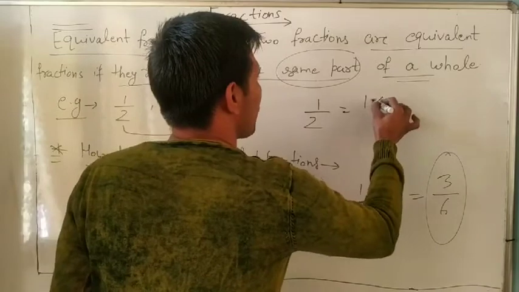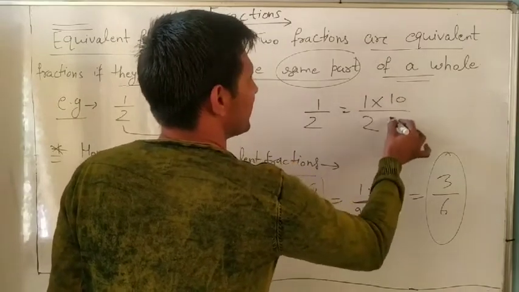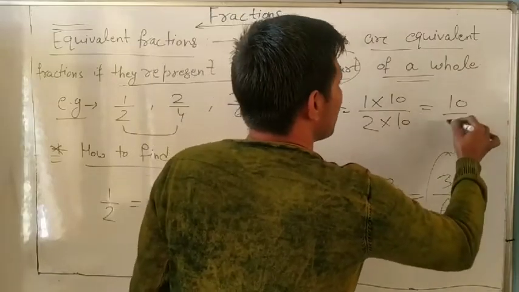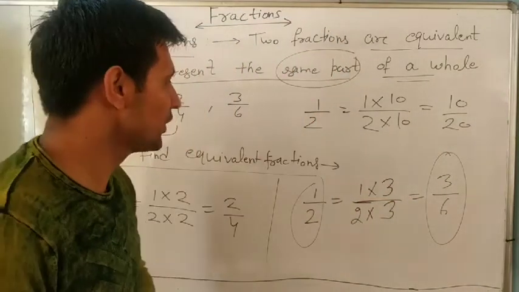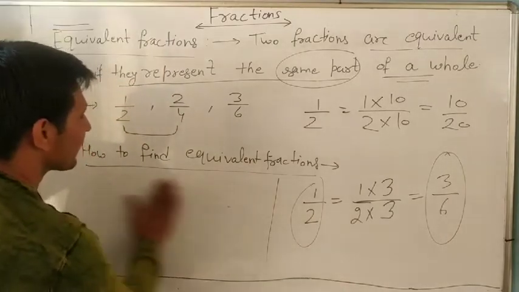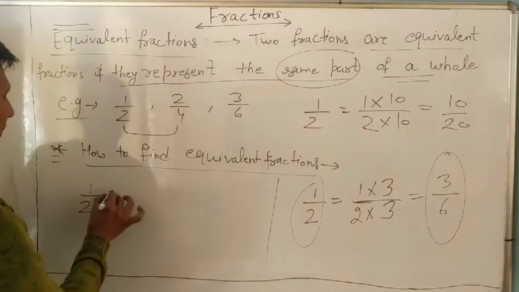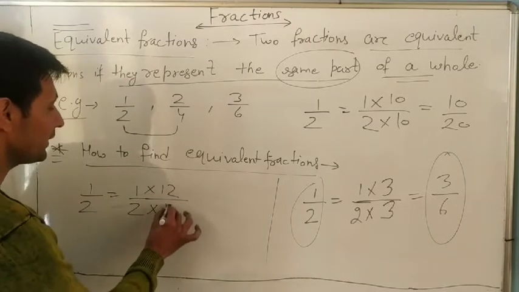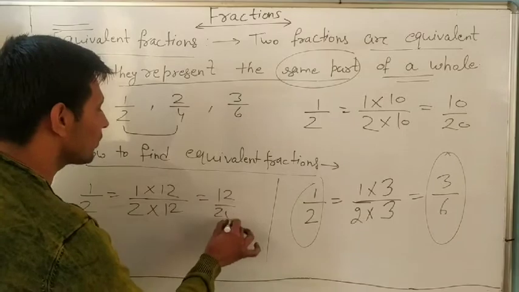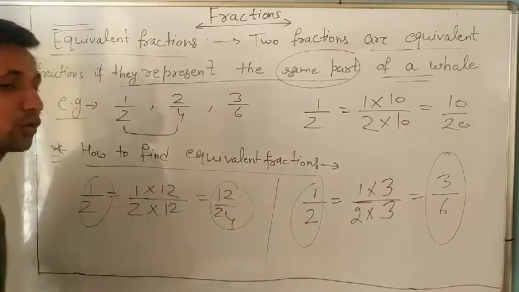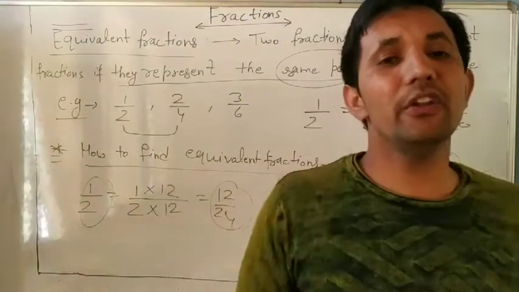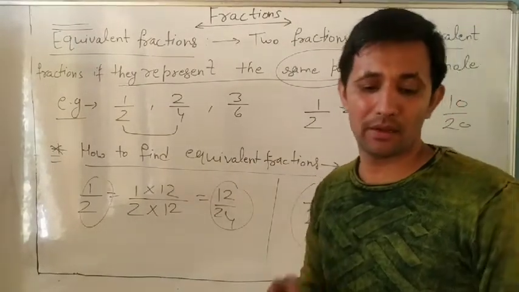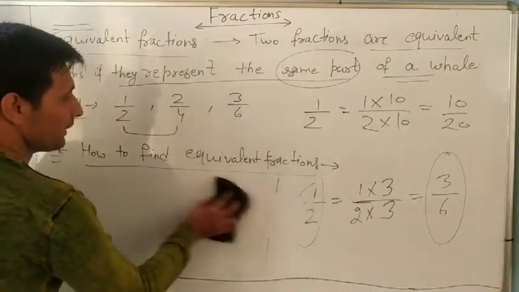Next, 1 upon 2. Now you can multiply 1 by 10 and 2 by 10, so 10 divided by 20 is also an equivalent fraction. You can find one more equivalent fraction of 1 upon 2: multiply by 12 in the numerator and denominator, 12 divided by 24. These are also equivalent fractions. So there are many equivalent fractions, but we should multiply by the same number. Note this down, it is very important.